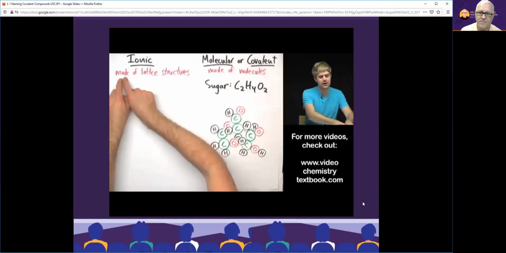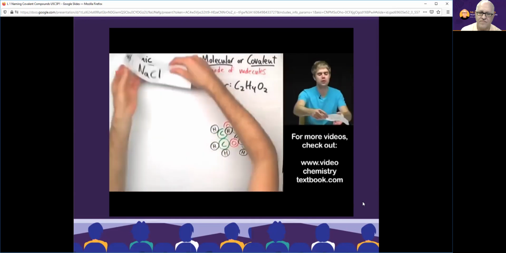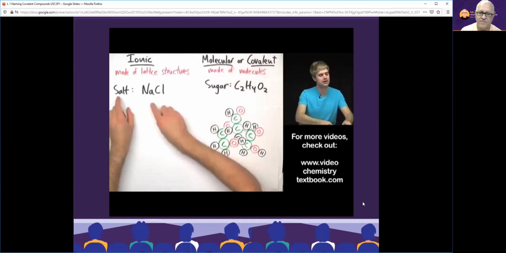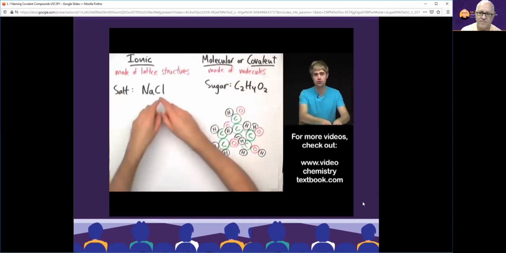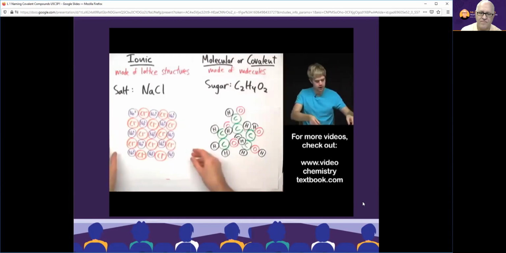They're made of what we call lattice structures. And here's what lattice structures are. The example I'm going to give you is salt, which is sodium chloride, table salt. And the lattice structure of sodium chloride looks like this.